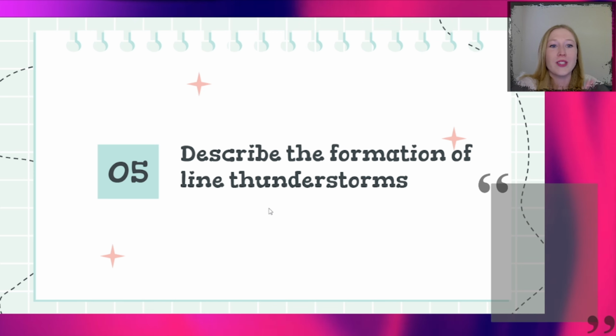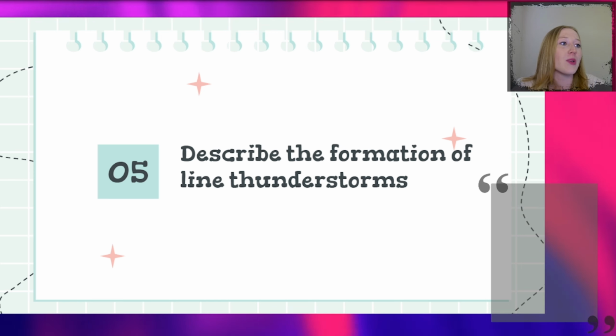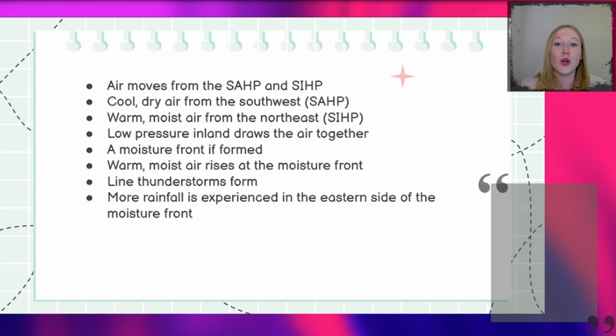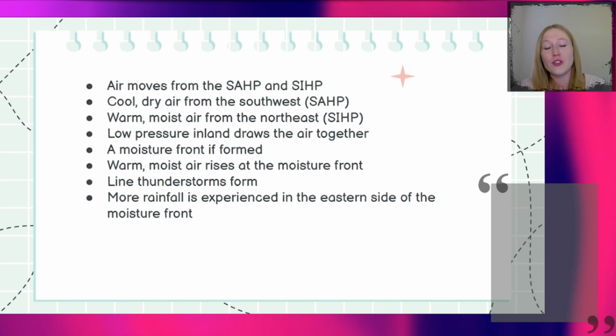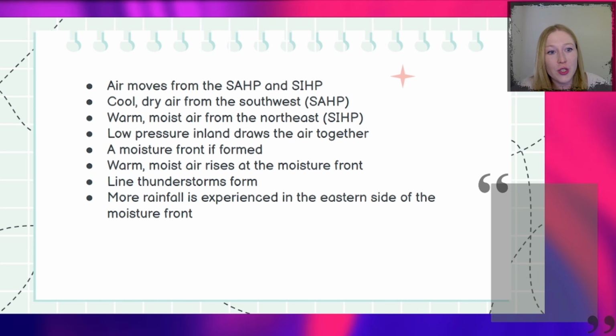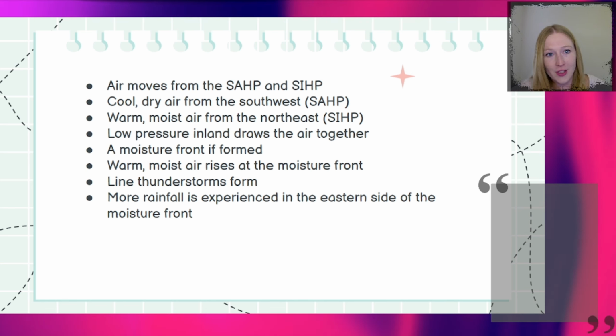Now we get to the more exciting stuff. How do the thunderstorms form? In summer, we see these occurrences of line thunderstorms. So over the interior, we get this stretch of thunderstorms that occur because of the low pressure over the interior and the anticyclones on either side of the coastline.